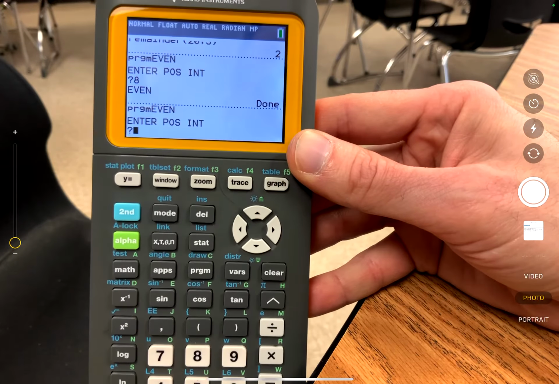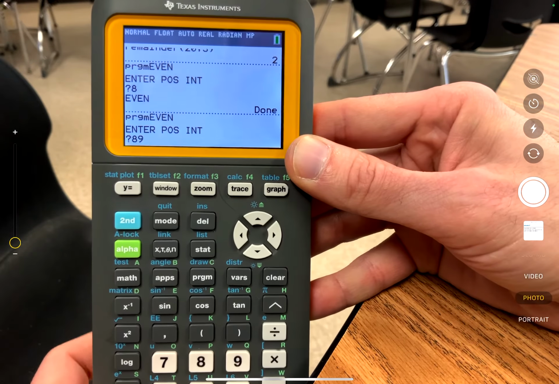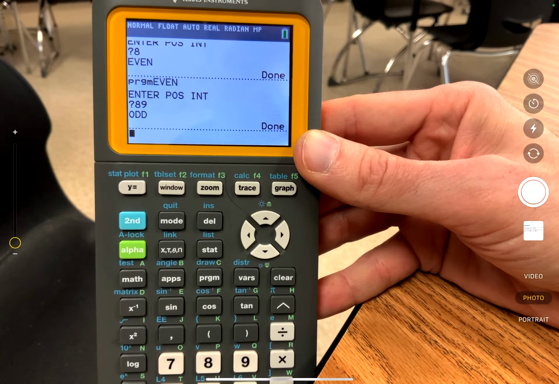Hit enter again. Let's try another one. Let's try something like 89. Hit enter. Oh, look at that. It's an odd number. It did it correctly.